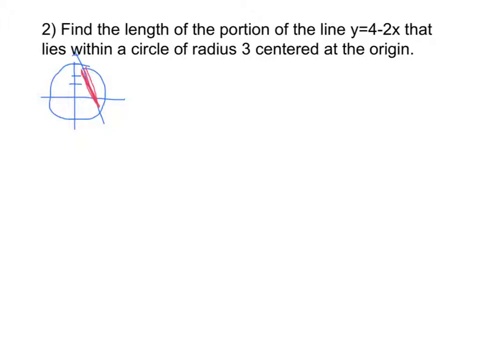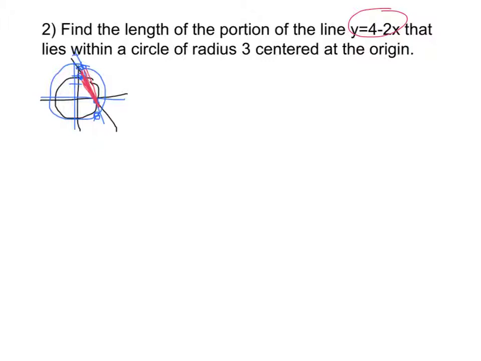line. In order to find the length of that, I'm actually going to have to find the distance between the intersection points, between those two coordinate points. So how do I find where the line intersects the circle? Well, what I'd like to do is some algebra based on the equations. Right now, I'm given the equation of the line. The equation of the line is y equals 4 minus 2x.